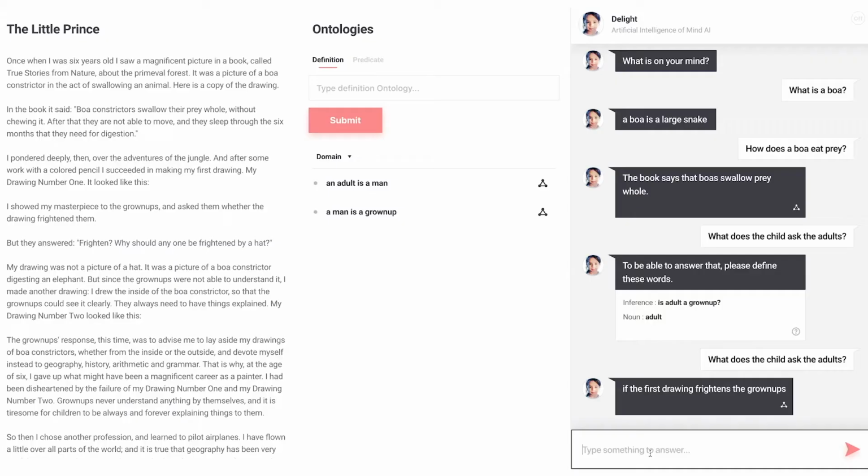Okay, so the grown-ups say, a hat, why should we be frightened by a hat? So he draws a second drawing. Now, so what do grown-ups always need?